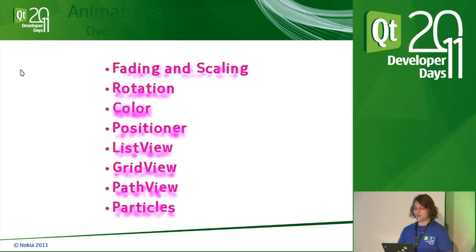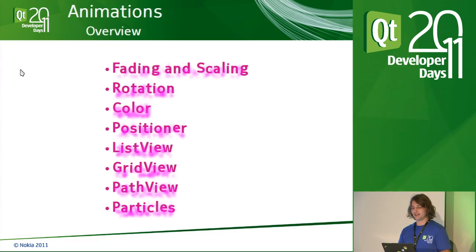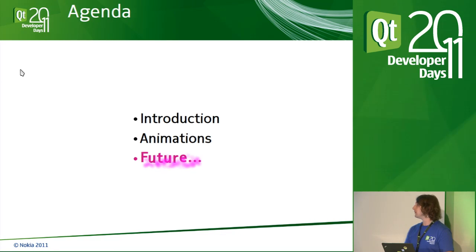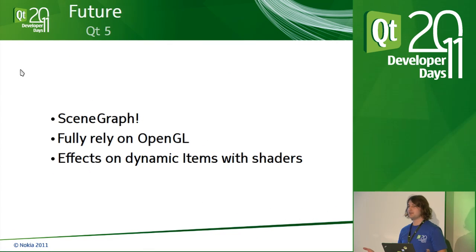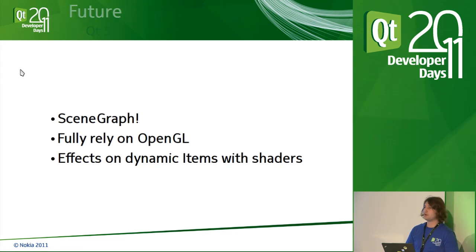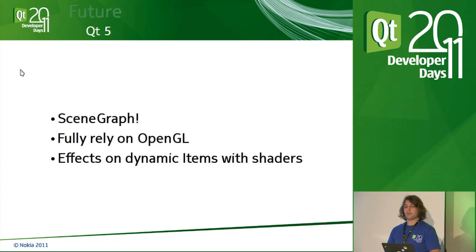So we're done with all the animations. And so just a bit about the future. There are other talks as well about Qt 5. I just want to show you, you all know we have SceneGraph there. So we rely heavily on OpenGL. We can use shaders, as I said. So you can have shader effects on dynamic items, which is not possible currently, or it doesn't perform really well currently.